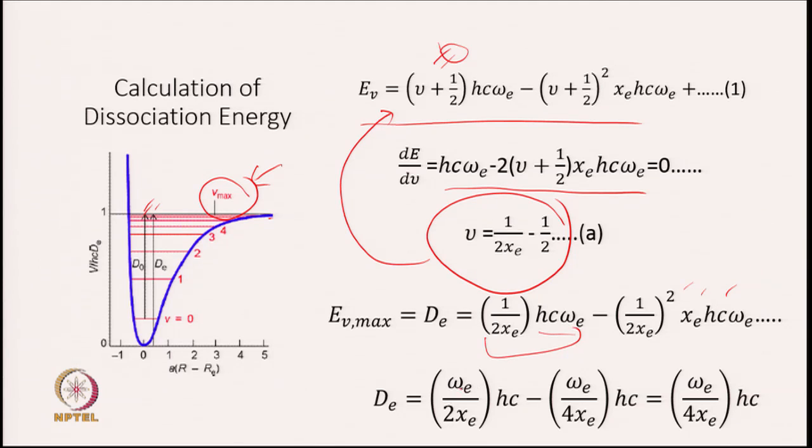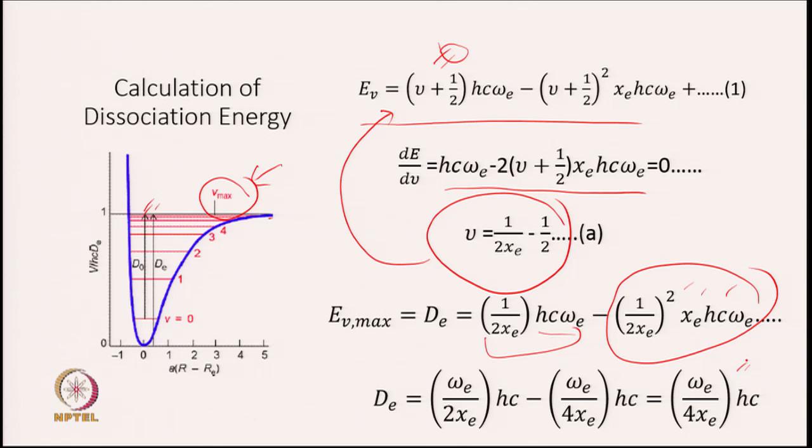So, this is basically omega e by 2 x_e h c minus, if you simplify this, what you are going to get is omega e by 4 x_e h c, which corresponds to omega e by 4 x_e into h c. So, this is the way to calculate D e.